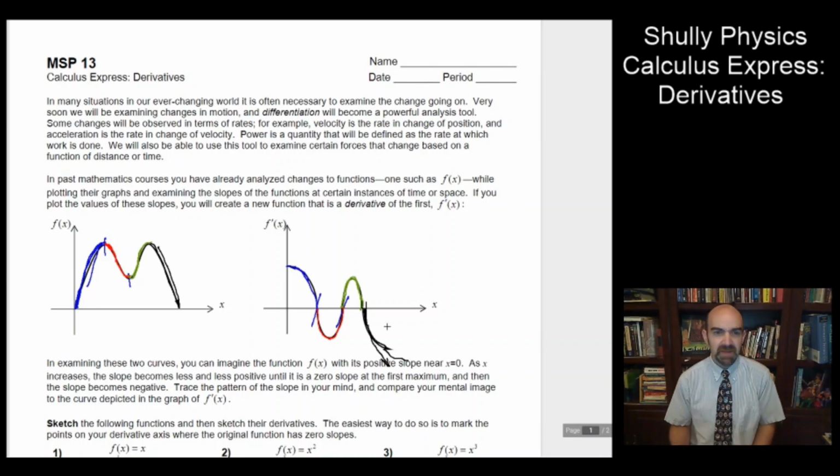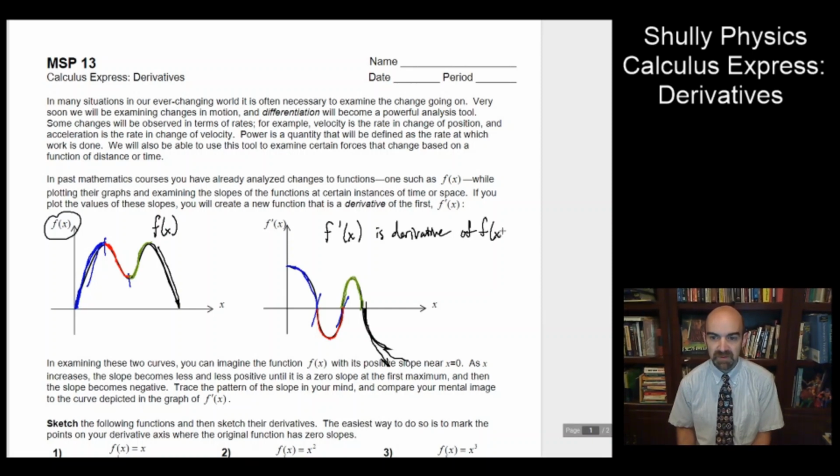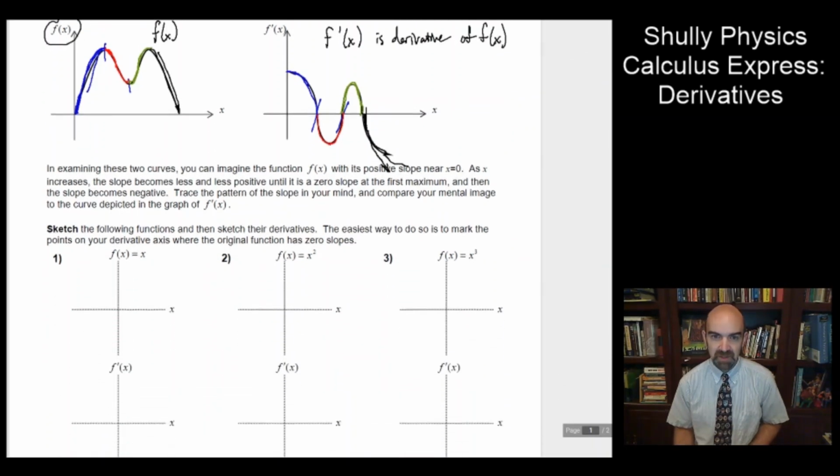But that is what a derivative is. It's a function that describes the change of another function. And notationally, if we have a function f of x, like we see over here, you'll notice that there's a notation, f prime of x, which is the derivative function of f of x. So that's just a communication in math talking about a derivative.